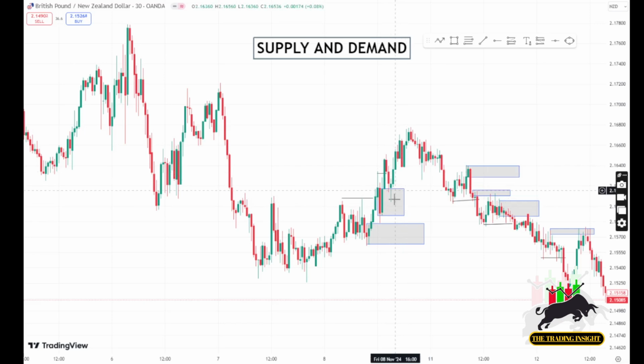So in our next video we will be talking about what an order block is in using smart money concept and how to trade from an order block.